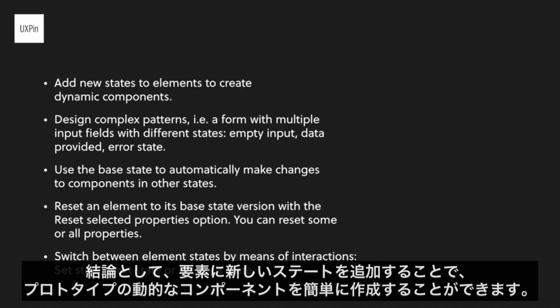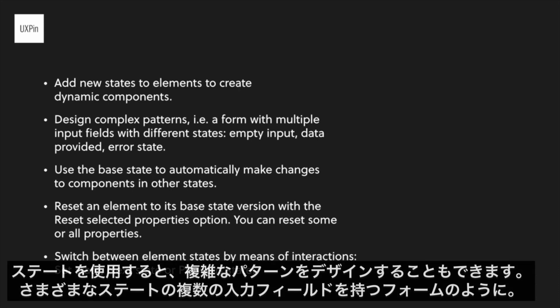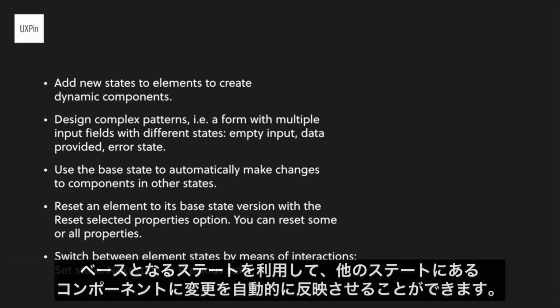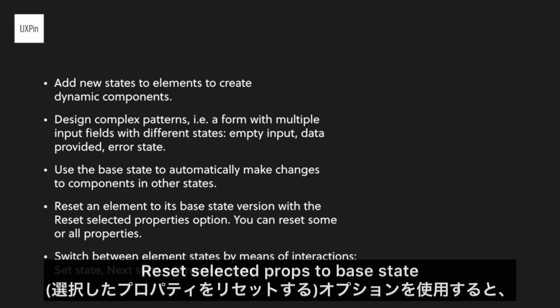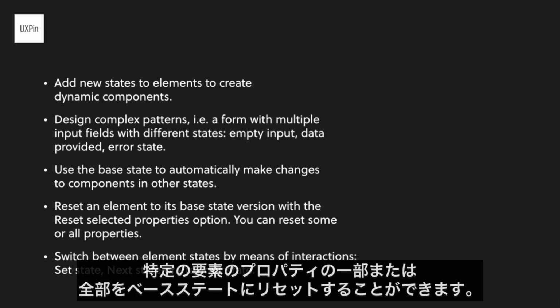In conclusion, add new states to the elements to easily create dynamic components for your prototypes. With states, you can also design complex patterns like a form that has multiple input fields with different states. You can use the base state to automatically propagate changes to the components in other states. You can also reset some or all the properties of a specific element to its base state by using the Reset Selected Properties option.